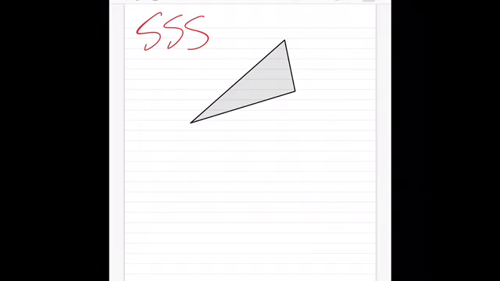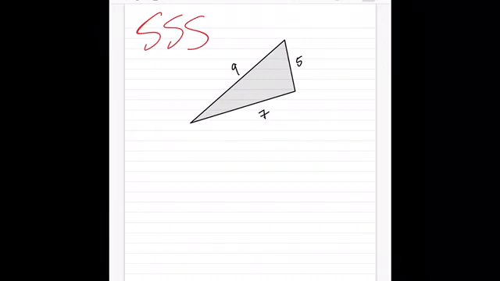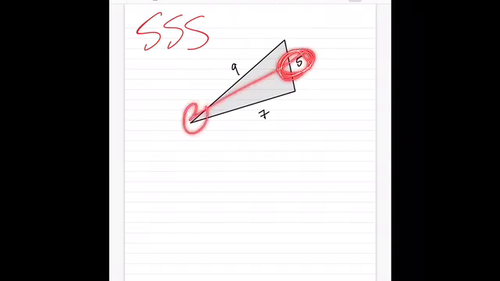So let's get some labels on this thing. This is 9, this is 5, and this is 7. Now, this is what happens when you're given three sides with no angles. It really doesn't matter. It doesn't have to be labeled. You could do this without labeling it. But this side goes with this angle. So let's do that one.